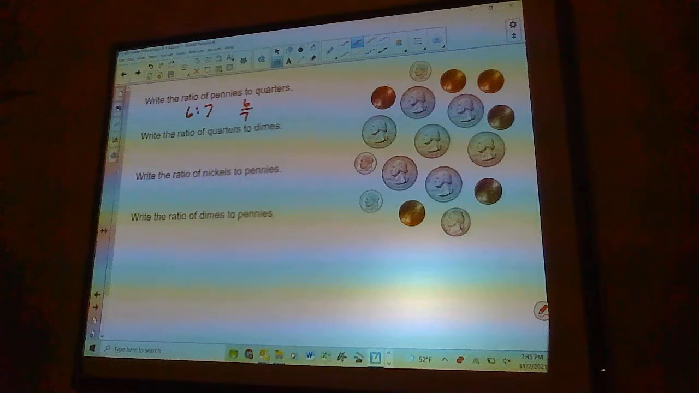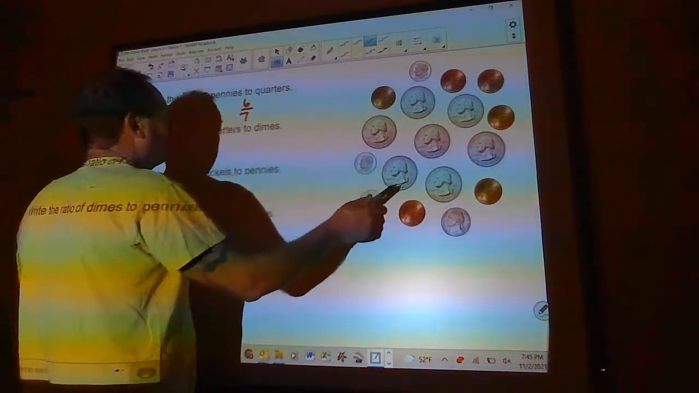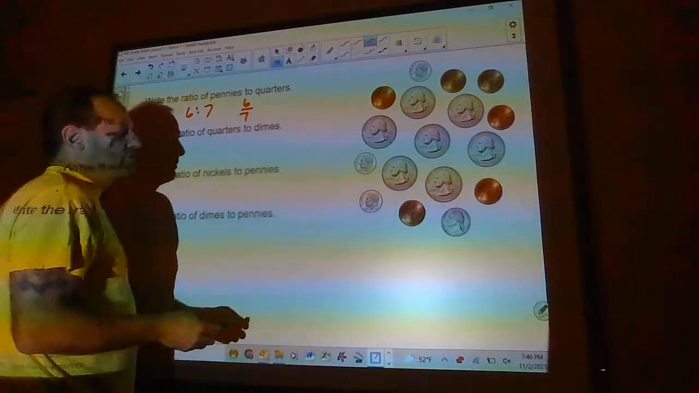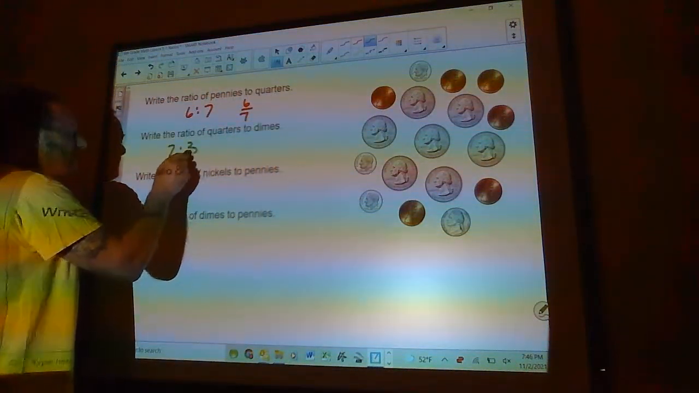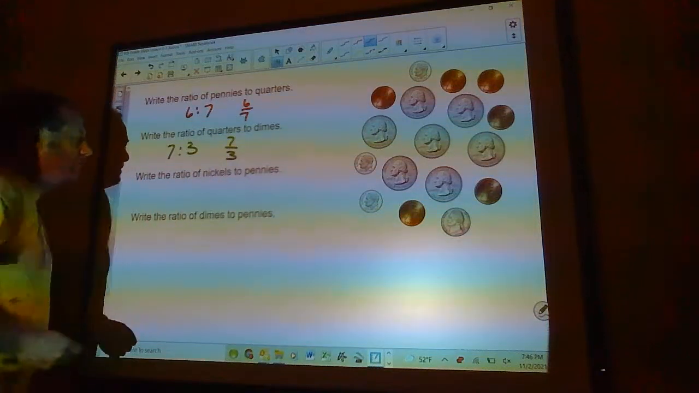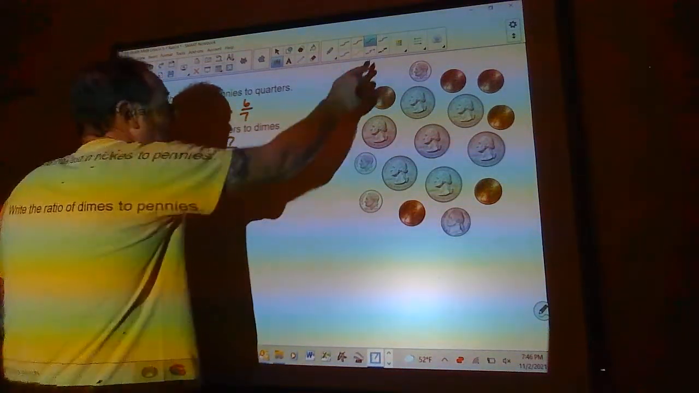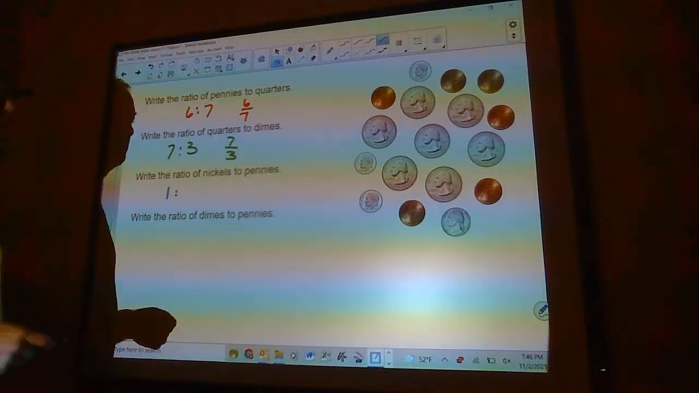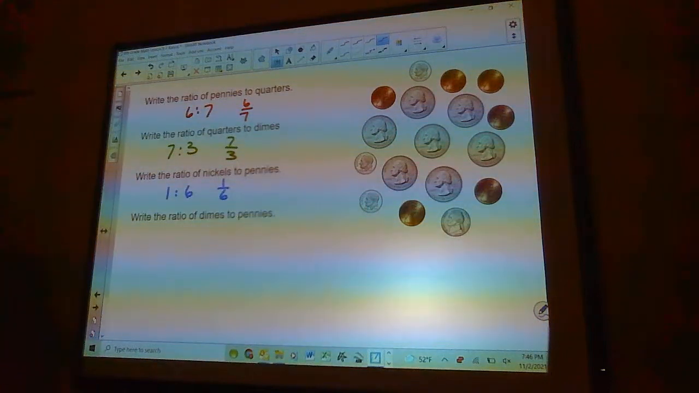Write the ratio of quarters to dimes. Again we have 7 quarters we counted. So that would be 7 is to, now how many dimes do we have? 1, 2, 3 dimes. So 7 to 3, or 7 thirds. Write the ratio of nickels to pennies. Well, we have 1 nickel and we have 6 pennies. So 1 to 6.